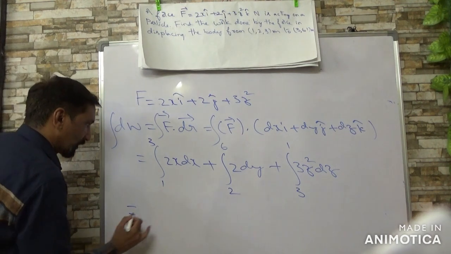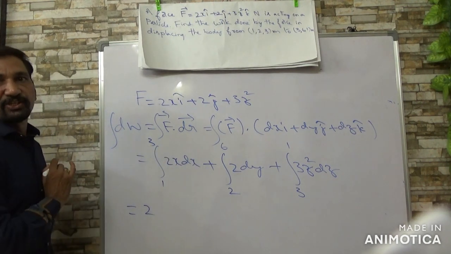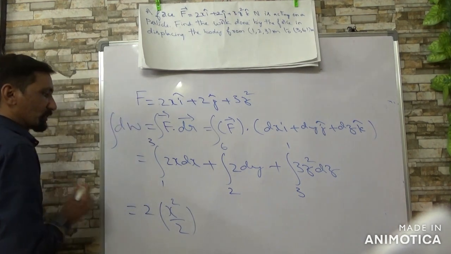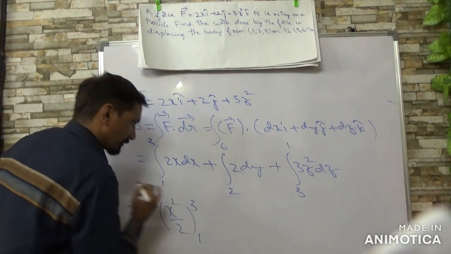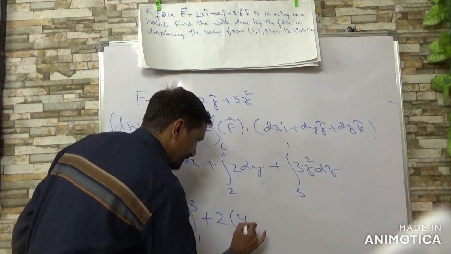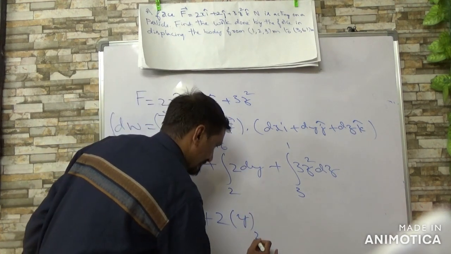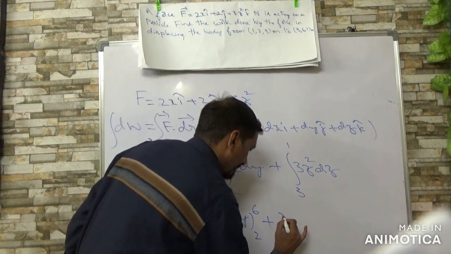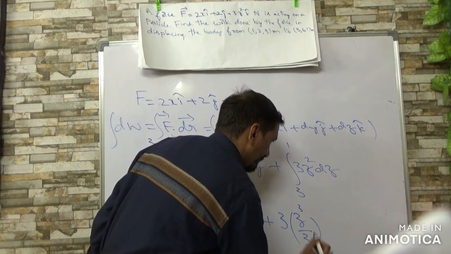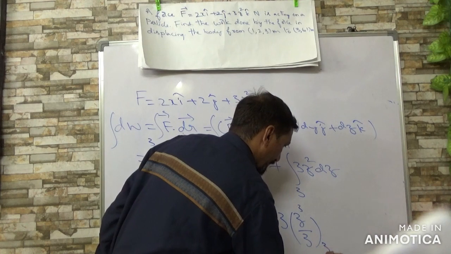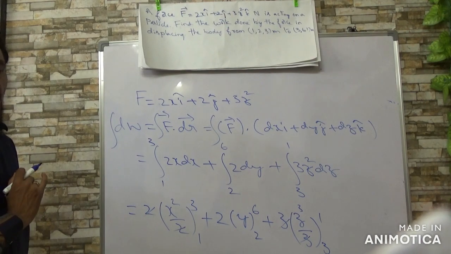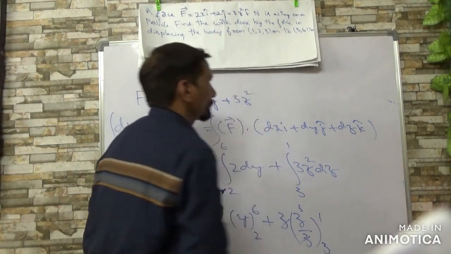So this is equal to 2 into integral x dx, x square by 2, limits 1 to 3. Plus 2 as it is, integral dy is y, between the limits 2 to 6. Plus 3 times z square integral, value z cube by 3, between the limits 3 to 1. The 3 cancelled, here the 2 cancelled.